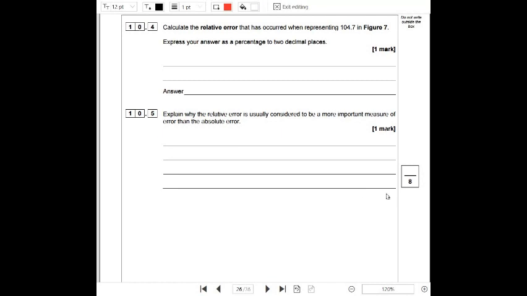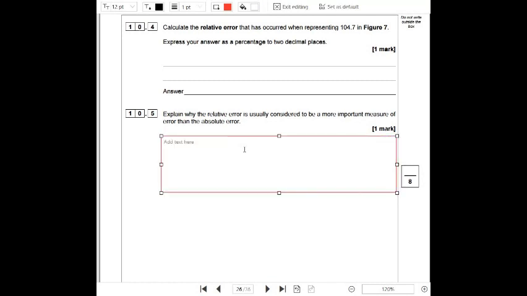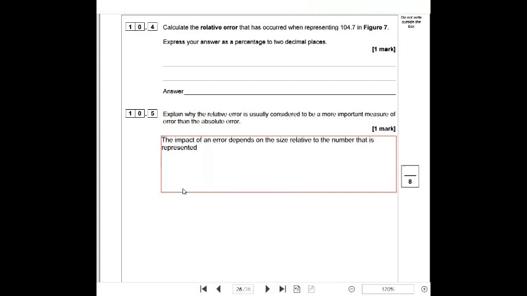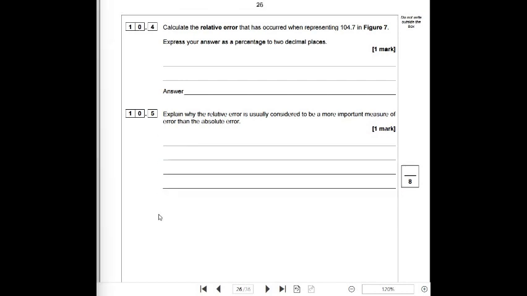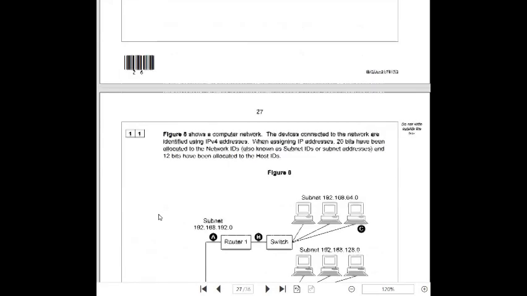And the last one on question 10 is to explain why the relative error is considered to be a more important measure of error than an absolute error. So you could say the impact of an error depends on the size relative to the number that is represented. If you say that point, you are guaranteed to get a mark. Okay? And that answers that on truncation and on the mathematical stuff.